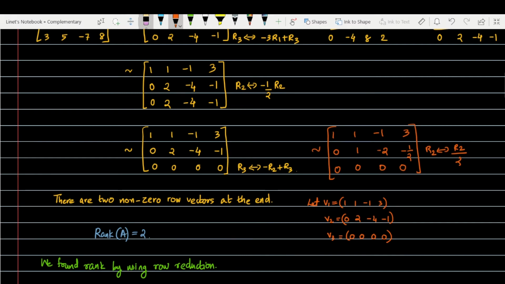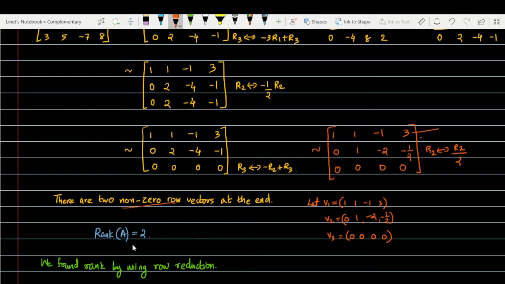Okay, so you can call those vectors V1, V2, V3, 0, 1, minus 2 and minus 1 by 2. These are the new vectors we got in this new row reduced echelon form. So here you are having two non-zero row vectors in this matrix. See, this is a non-zero row and this is a non-zero row, and the third row is completely zero. So it is a zero row.